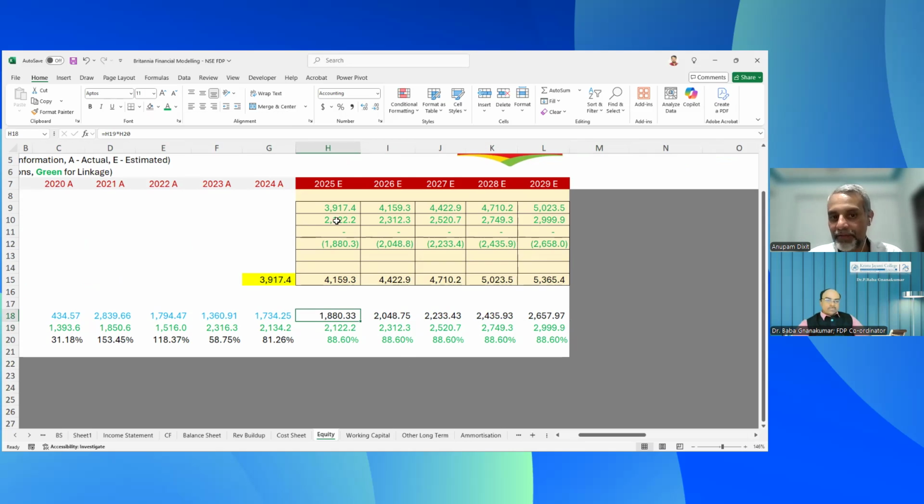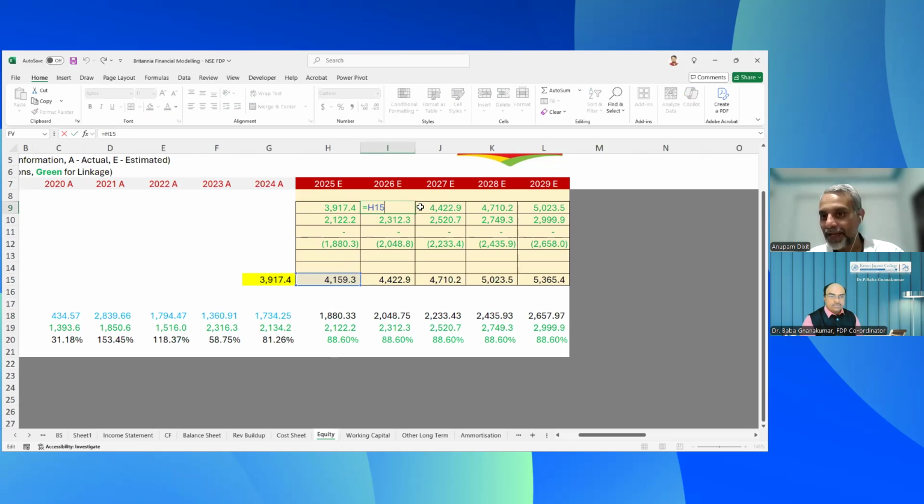Now, if this is the dividend, this is how the equity at the start of the year was, right? Roundabout 4,000 crore. We made a profit of 2,100, but we paid 1880 as dividend. Our ending equity therefore becomes 4159, right? Now this ending equity becomes the beginning equity of next year, which we then link to this cell.